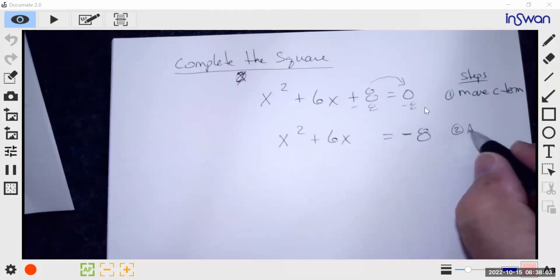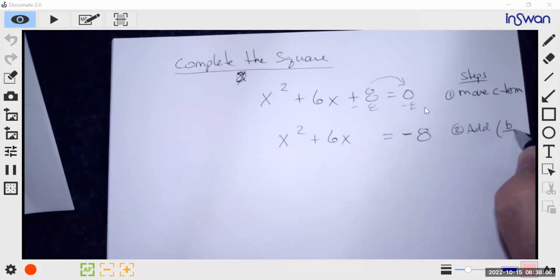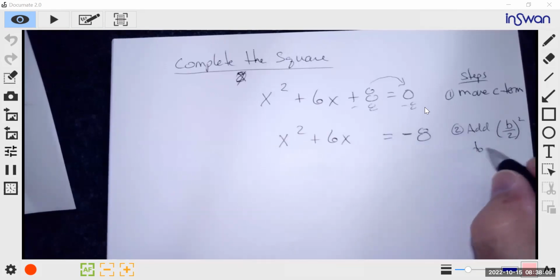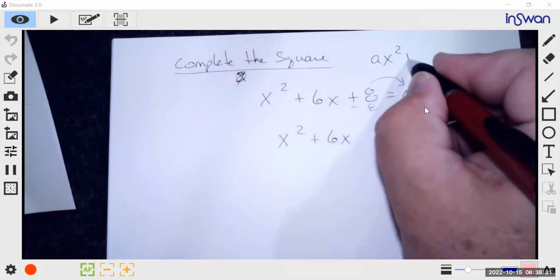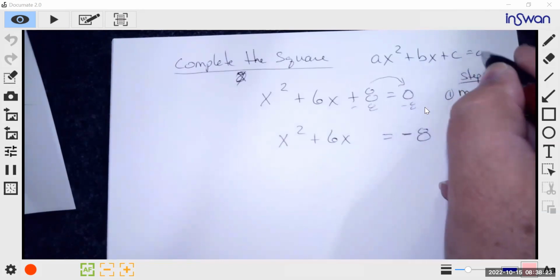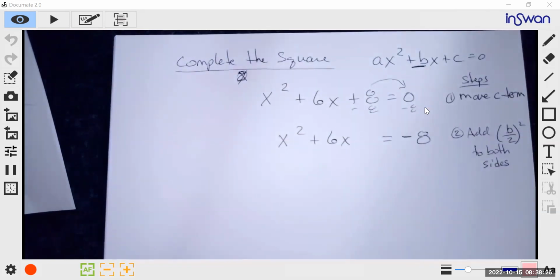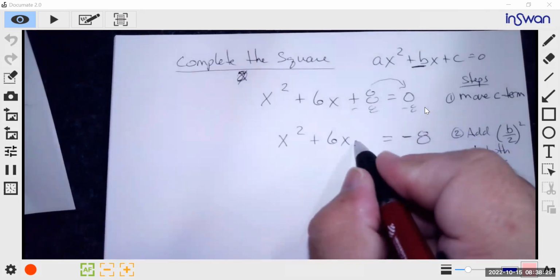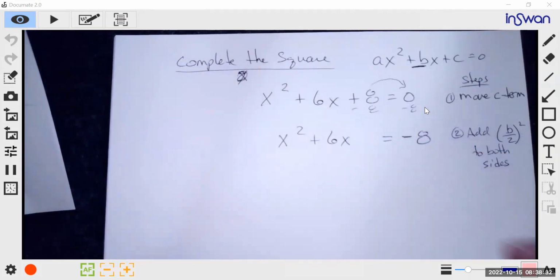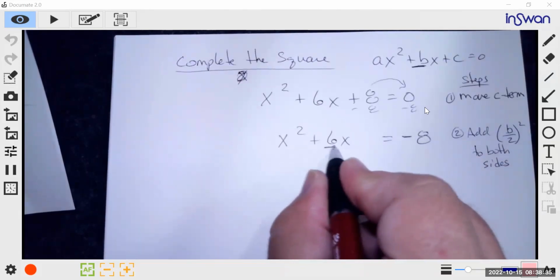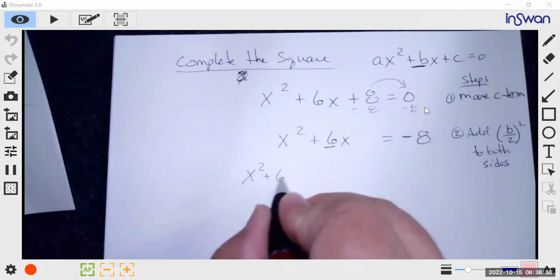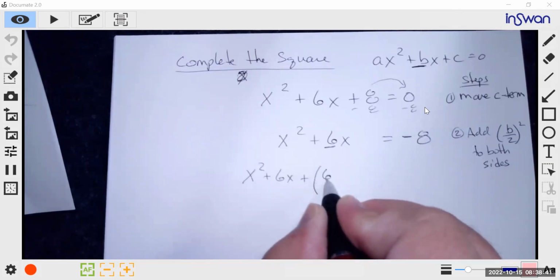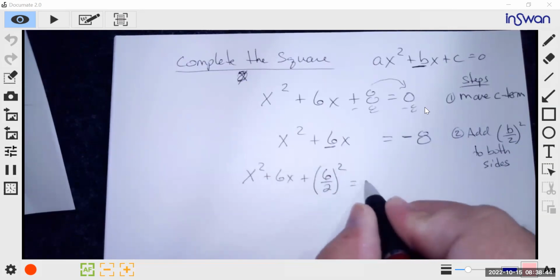Second step. Add B over 2 squared to both sides. What's B? When we say B, we're talking about the coefficient of X. Just the number, it doesn't matter the sign, because when you square it, it always becomes positive. So what we have to do is add 6 over 2 squared to both sides.